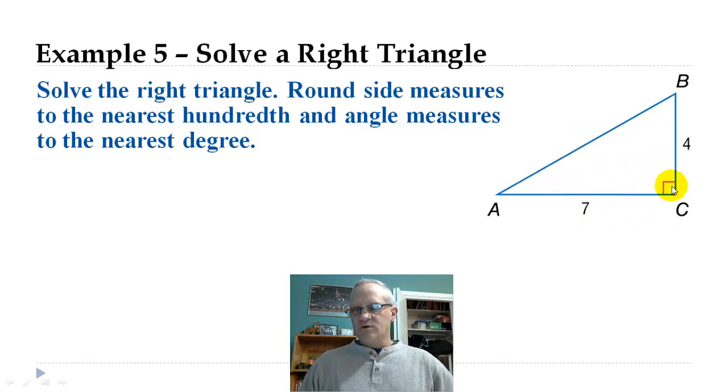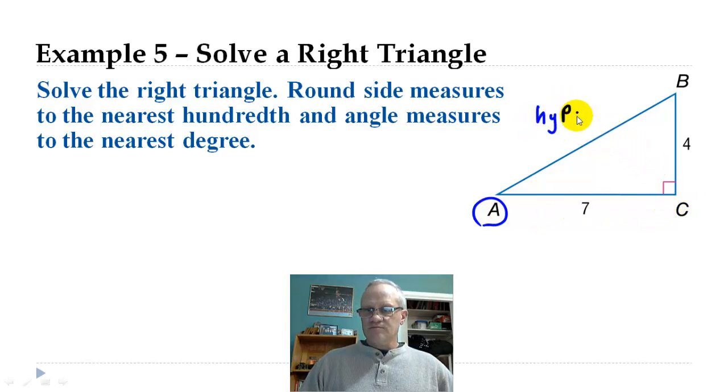We know this is 90. We don't know these two angles, so we've got to find those two angles. We know this is 7 and 4, so we're going to have to find side AB as well. You can do this in any order you want, but let's start by finding angle A, just randomly picking that one. Straight across from angle A is the hypotenuse, right next to it is the adjacent, and way over here is the opposite.